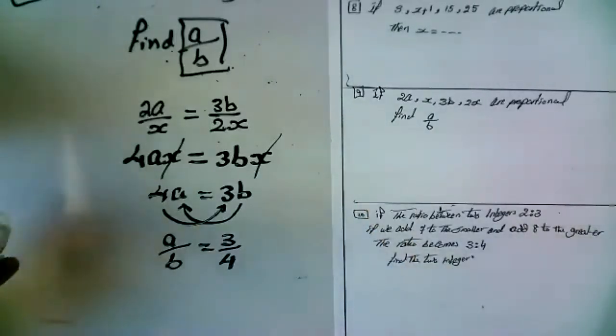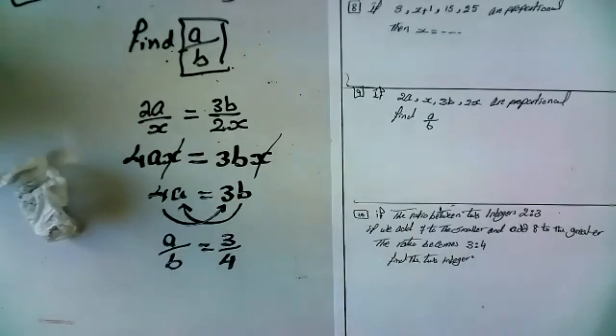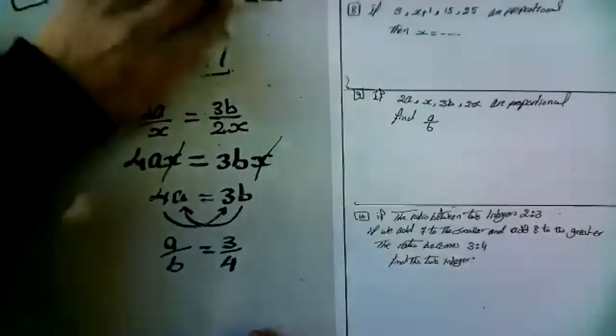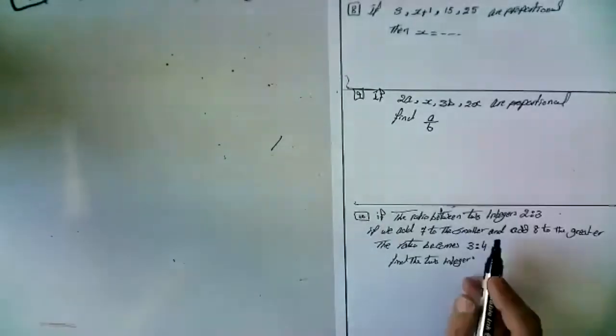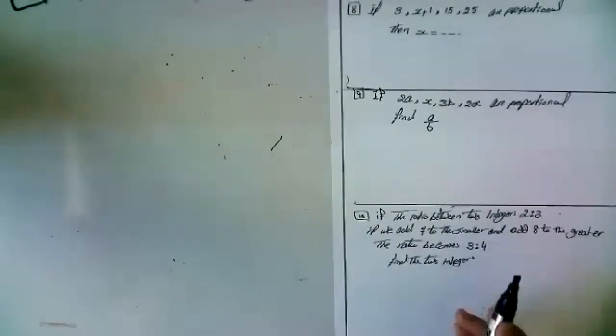The 10th question now. The 10th question: the ratio between two integers is 2:3.